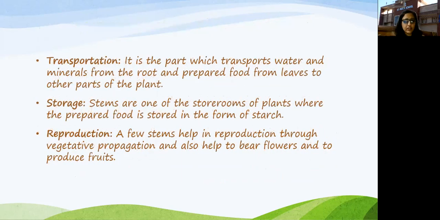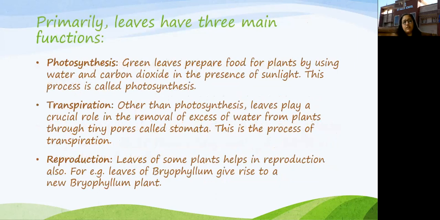ठीक है. अच्छा, this was done. So yes. So photosynthesis, fine. I hope this is clear to you. Now I'll move on to the second important function of leaf, that is transpiration. Now what is this transpiration? Other than photosynthesis, leaves play a crucial role in the removal of excess of water from plants through tiny pores called stomata. This is the process of transpiration.